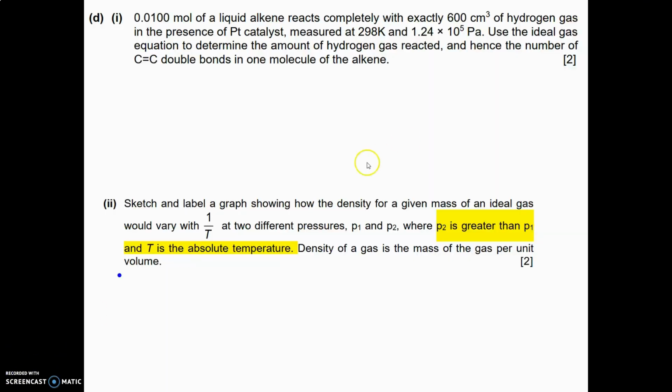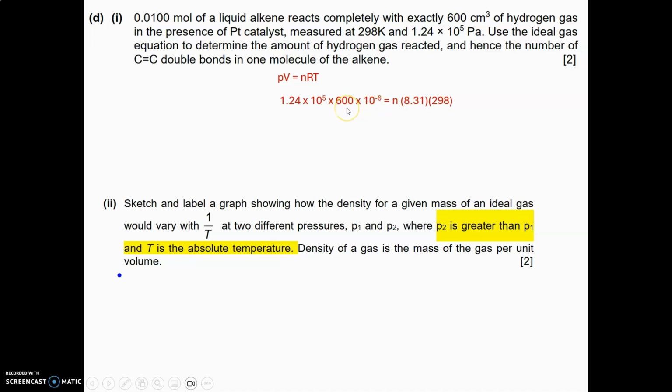Finally, we are moving on to D part 1. We have 0.100 mole of an alkene reacting with hydrogen gas. So first we need to use the ideal gas equation to find the amount or the number of moles of hydrogen gas reacted. So this is the ideal gas equation. We're just going to substitute in all the numbers. P is 1.24 times 10 to the power of 5 pascals. V is 600 cm cubed.